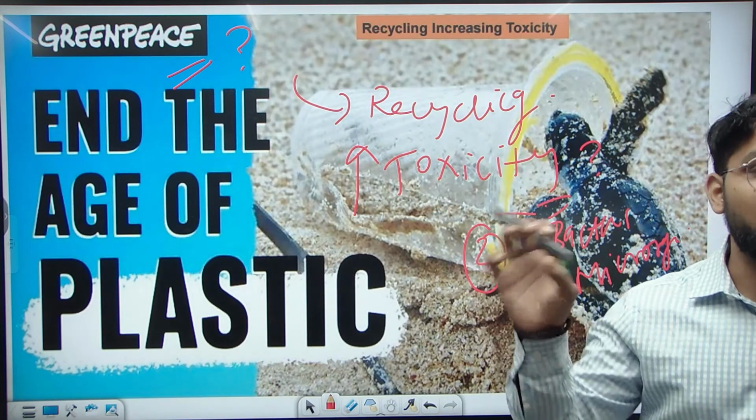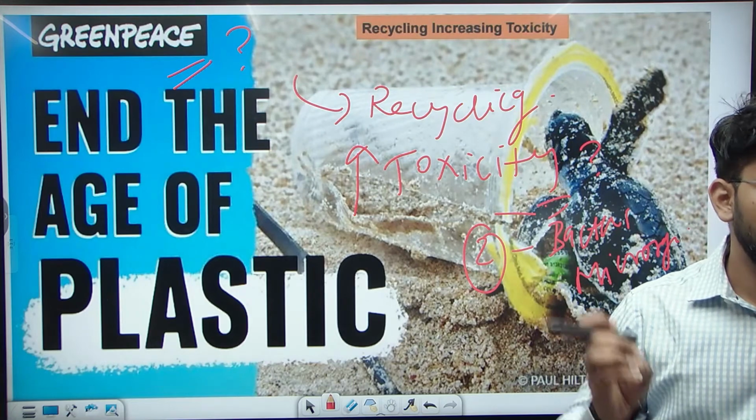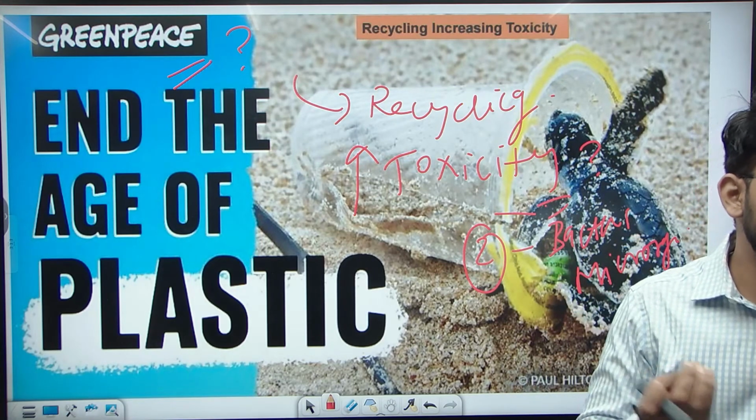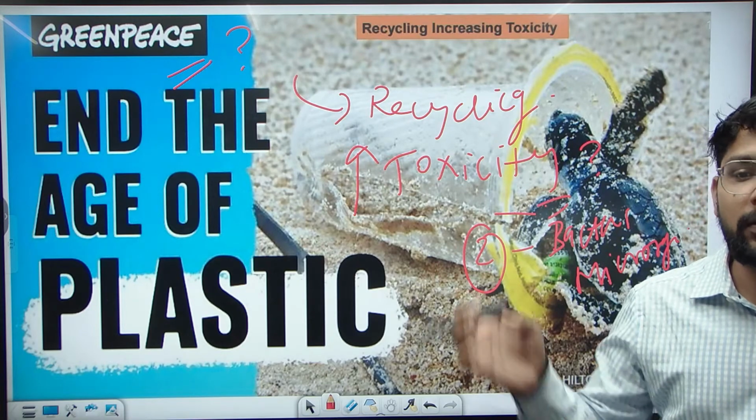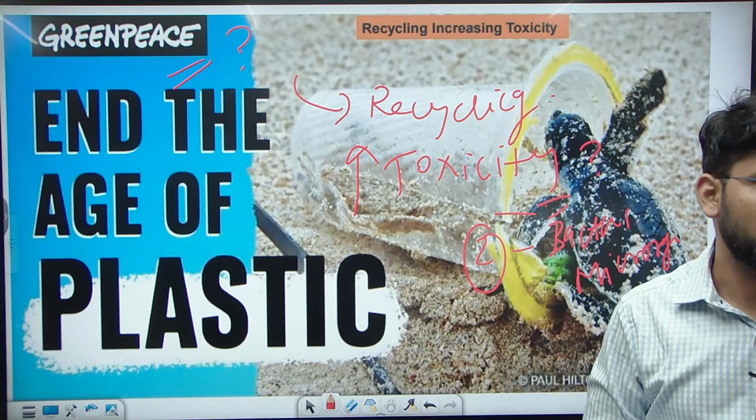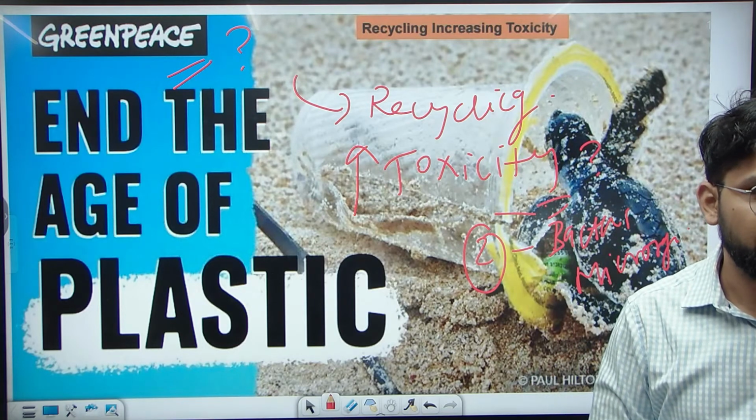So what can be the best idea? Consumption of less plastic. कम से कम plastic use करो, so that there is less generation. Instead of focusing on recycling, there should be a focus on less consumption and less generation of plastic.